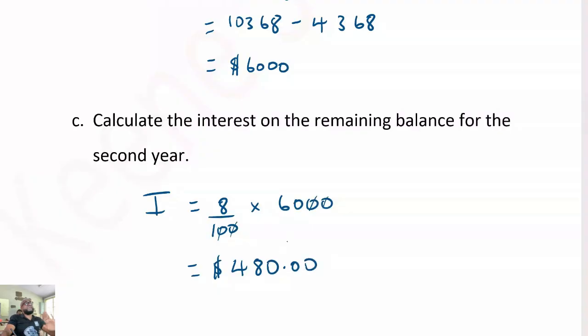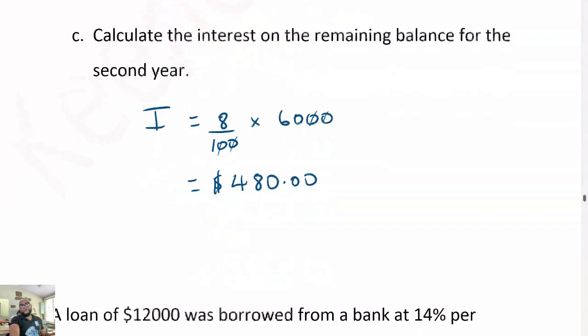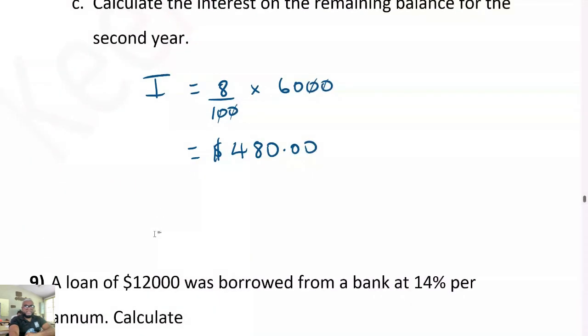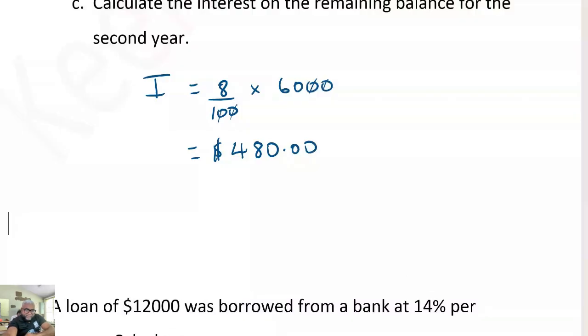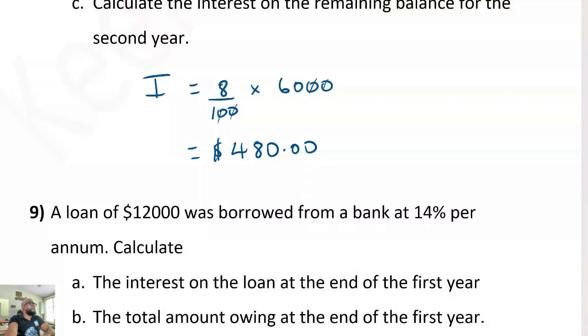Right? No, wait. This is the interest on the remaining balance, right? That's the interest. Is there a last part? No, that's it there. They just wanted the interest on the remaining balance. If I was to find out how much she owed at the end of the second year, what am I adding? How much she owed at the end of the second year?